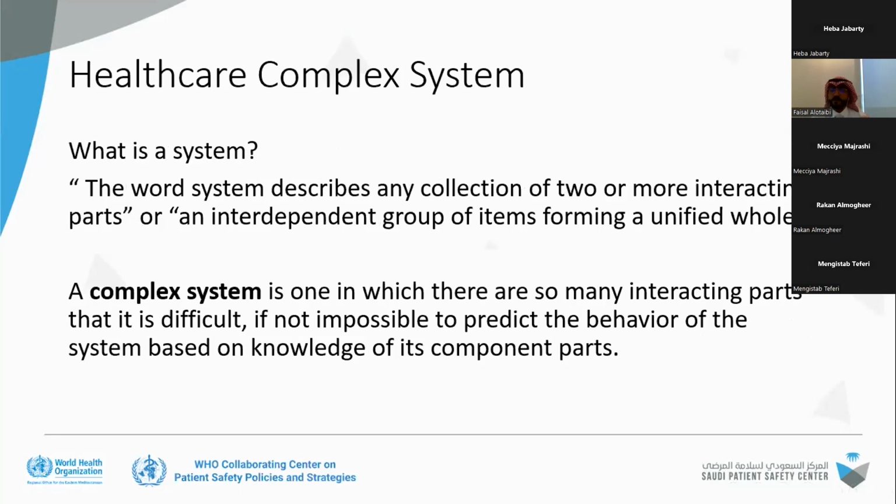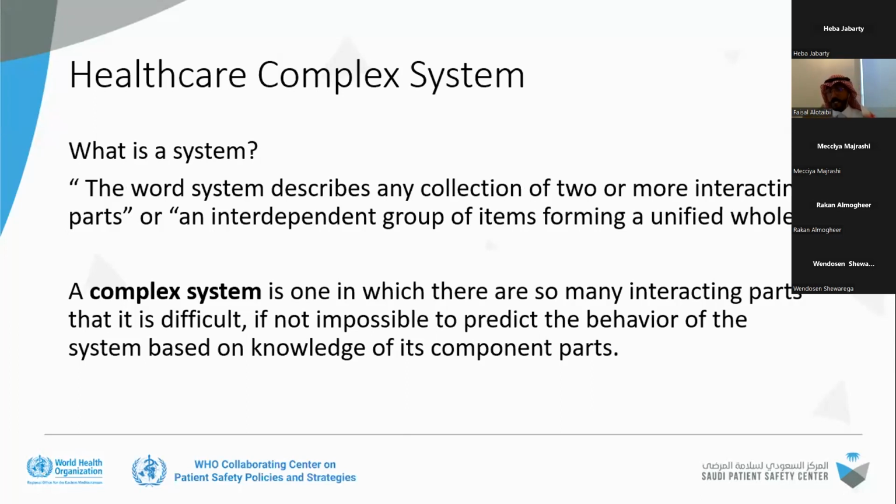Why do we need to think about all these factors affecting human performance? Because we are working in a very complex system as healthcare workers. From what was mentioned earlier by Ms. Makia, we talk about system thinking, system design, system approach. What do we mean by system? Let's agree on the definition, then we move to why we have a complex system in healthcare. The word system describes any collection of two or more parts interacting with each other to serve a certain purpose.